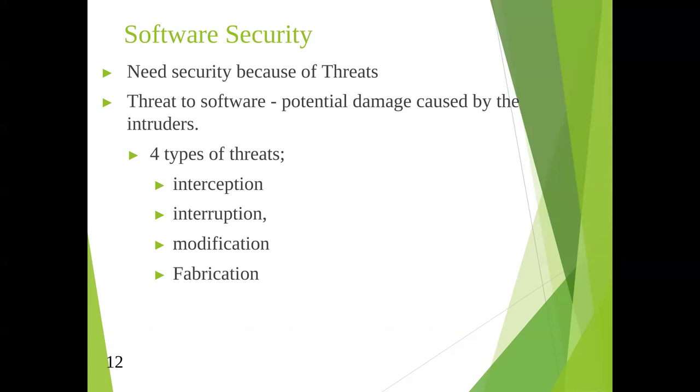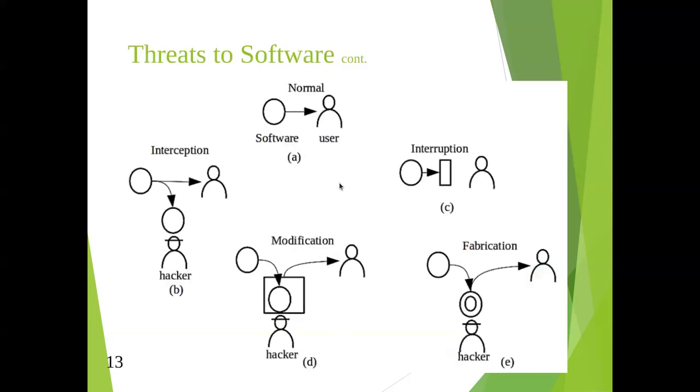There are 4 methods to disrupt this software. Those are called the 4 types of threats to destroy the software: interception, interruption, modification, and fabrication. You can see this in this diagram.